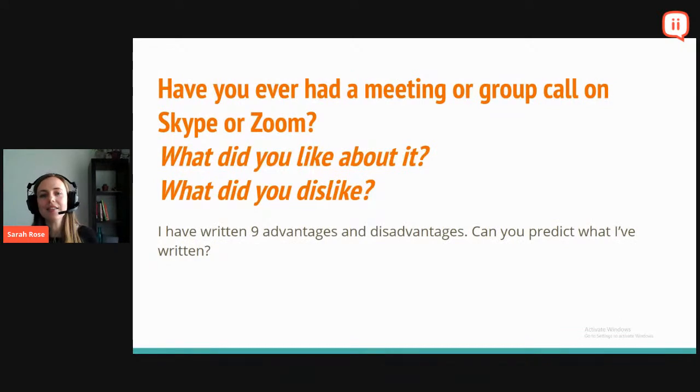On the next slide, I have 9 advantages and disadvantages, and I want to see if you can predict what I wrote. So there's 9 in total. I think there's 5 advantages and 4 disadvantages to group calls with your friends or family on Zoom. This month, I've had a lot of group calls with my friends on Facebook Messenger and on Zoom and with my family on Skype and WeChat as well. So have you done that? Tell me a good thing or a bad thing about it.